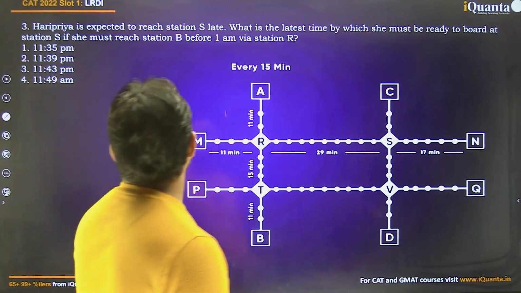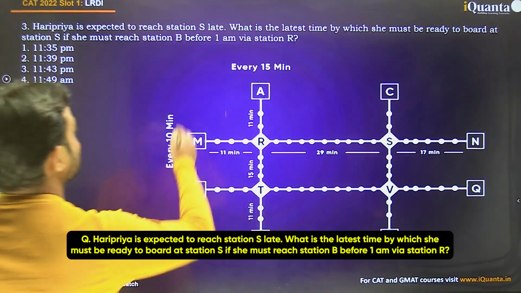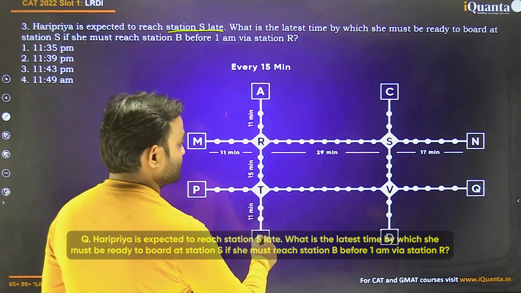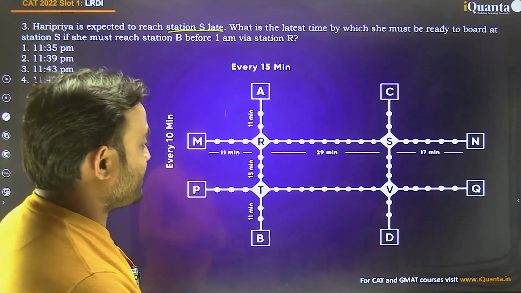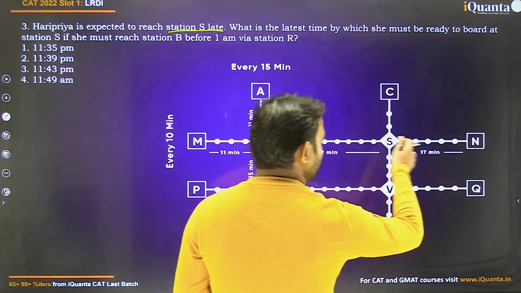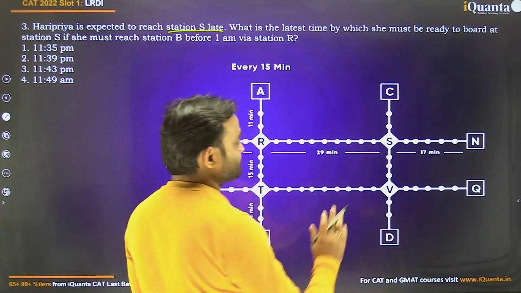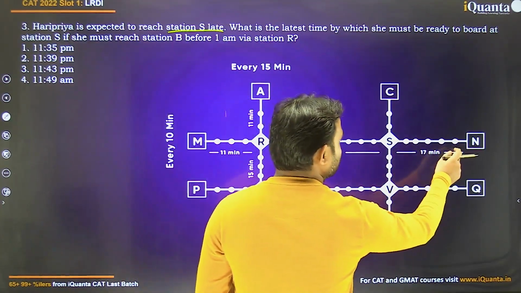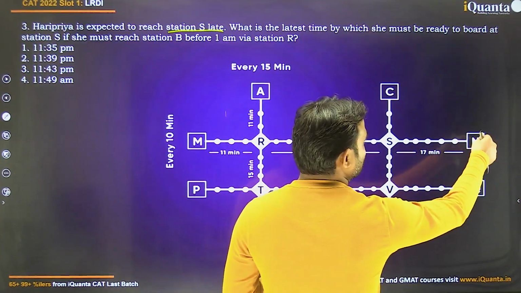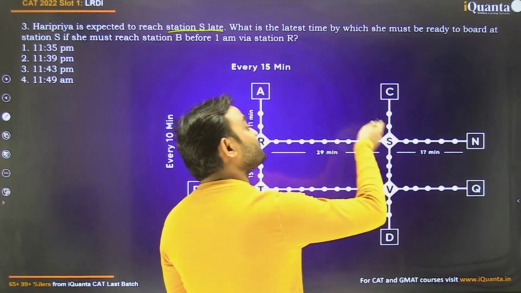Question number 3, it says Haripriya is expected to reach station S late. What is the latest time by which she must be ready to board at station S if she must reach station B before 1 am? So station B. Now Priya could catch a train from S. Either a train is leaving from N or a train is leaving from C. Now we know that it takes 17 minutes plus 2 minutes, 19 minutes, from all the trains which are starting from N to start from S.